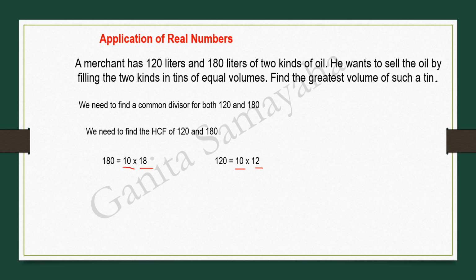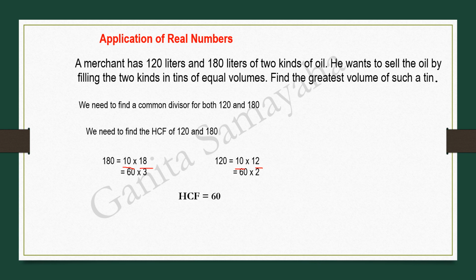Okay, so we can further factorize this. 180 can be written as 60 into 3 and 120 can also be written as 60 into 2. So now we have a common factor, isn't it? 180 is divisible by 60 and 3. 120 is divisible by 60 and 2. Okay, children. So what is our HCF? HCF is 60.